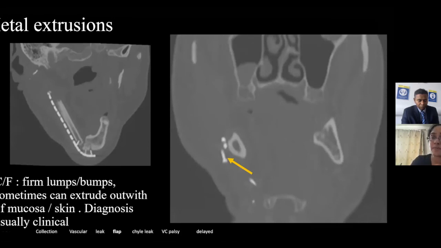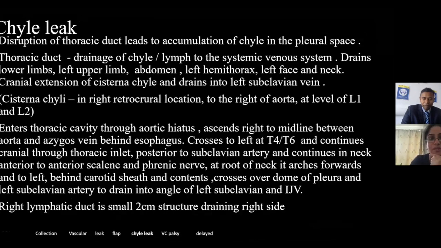Metal extrusions may present much later, and it can present as a lump under the skin, which makes you think, is it recurrence? You do a CT, and if you see a screw that is sticking out, you know it's not recurrence. There's no soft tissue. It's only metal extrusion. It can happen, but sometimes it can erode through the skin, which is maybe not quite as nice.